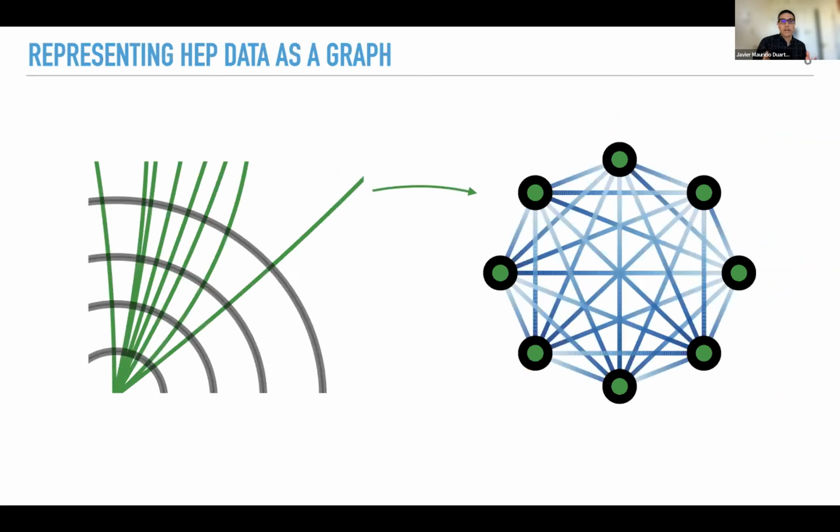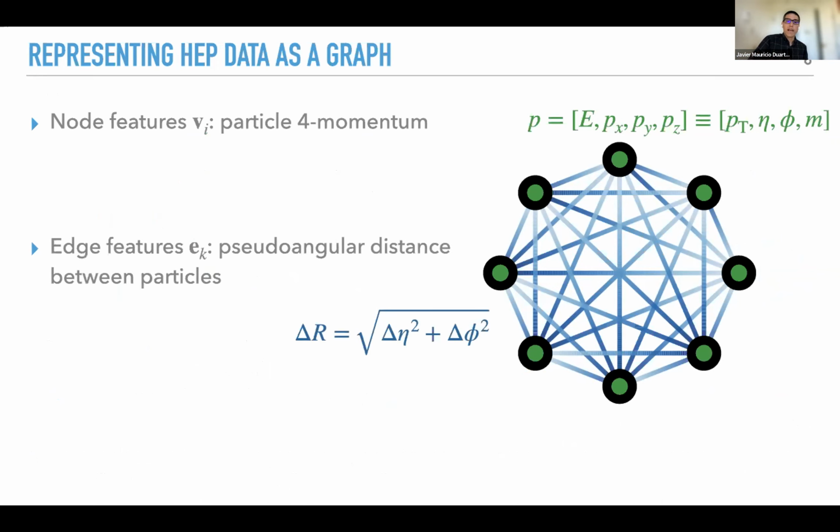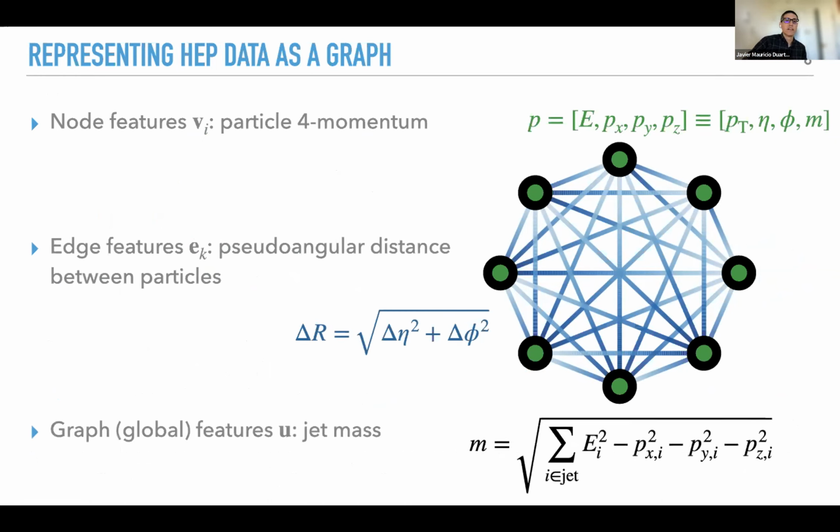Okay, but I'll show one example of representing HEP data as a graph. This is just taking a jet and treating each particle in this jet as a node, and then fully connecting those nodes. So you can see this nice fully connected graph. Then of course, node features constitute things like the particle four-momentum. Edge features might constitute relations between pairs of particles, like the delta R between a pair of particles, so how far apart they are in the detector.